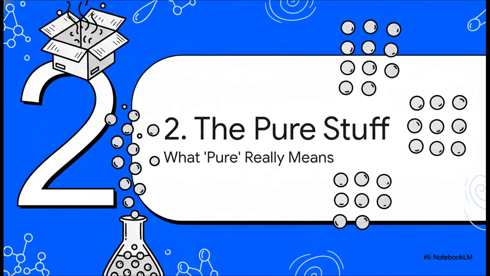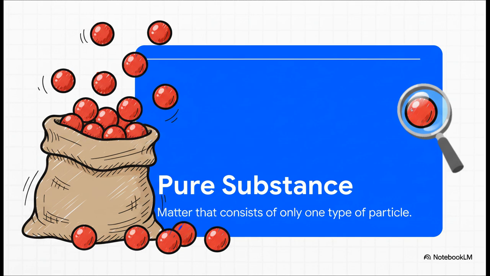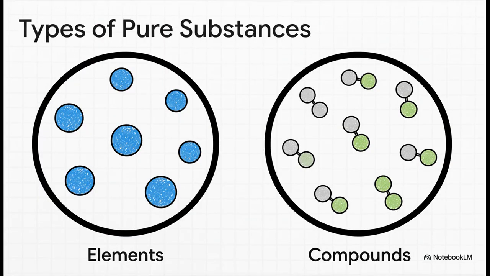So let's start with that first category. This is our first major clue in solving the mystery of air, and it's all about purity. A pure substance is beautifully simple. It's made of only one kind of building block. Imagine you have a bag filled with nothing but identical red marbles. Every single particle is exactly the same as the one next to it. That's a pure substance. But here's the thing. Pure actually comes in two different flavors.